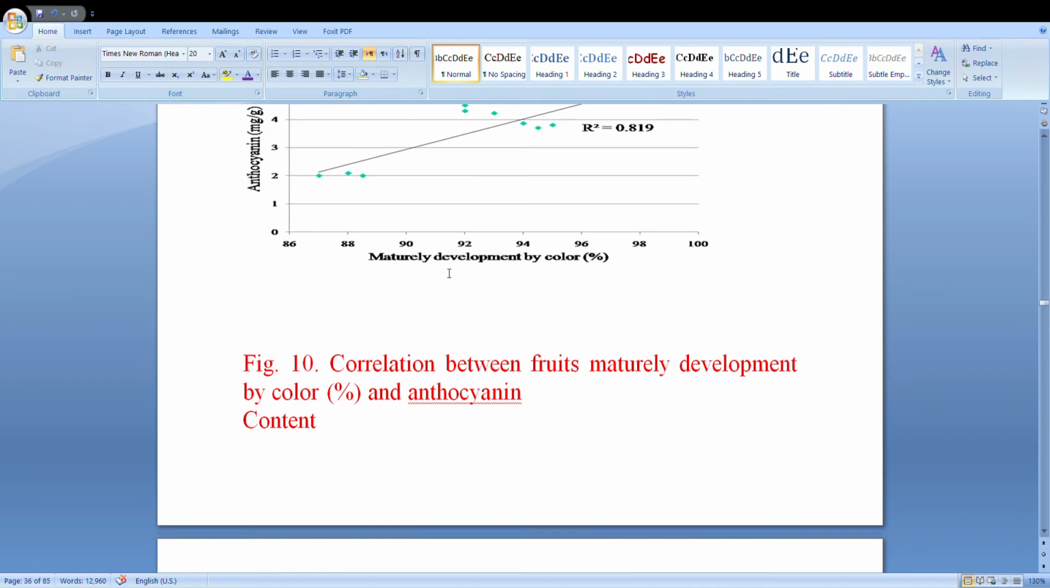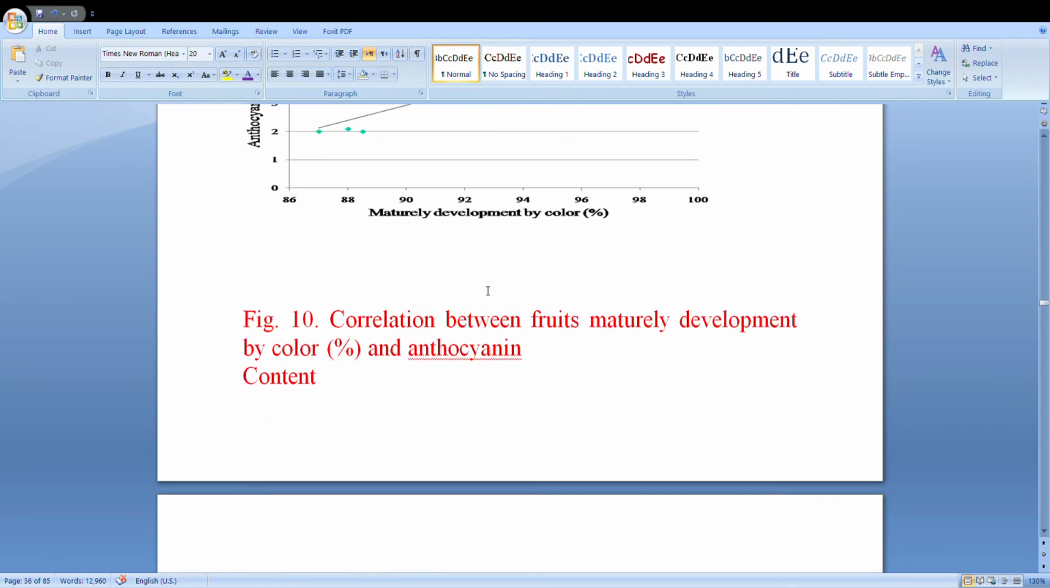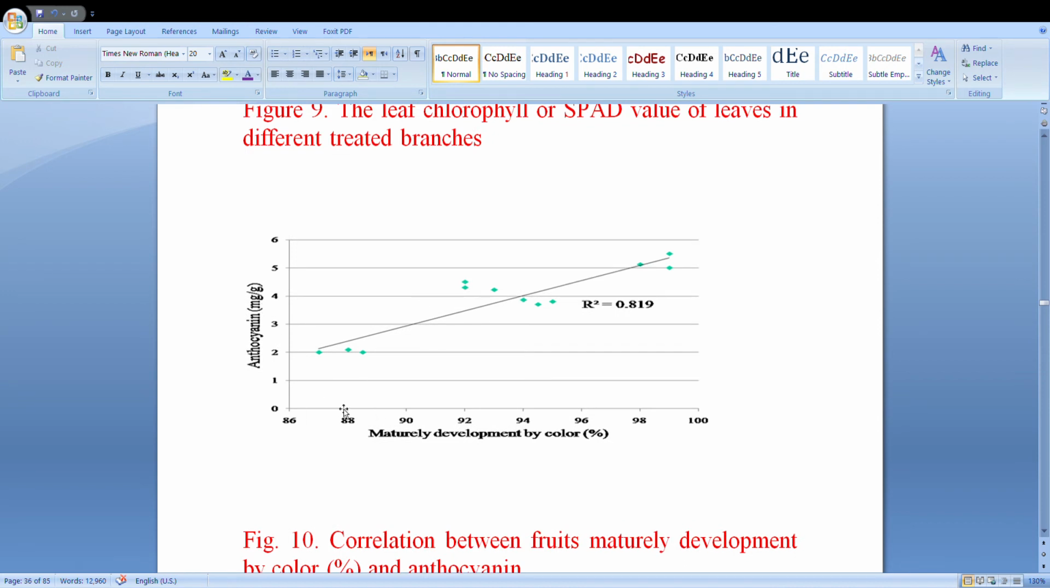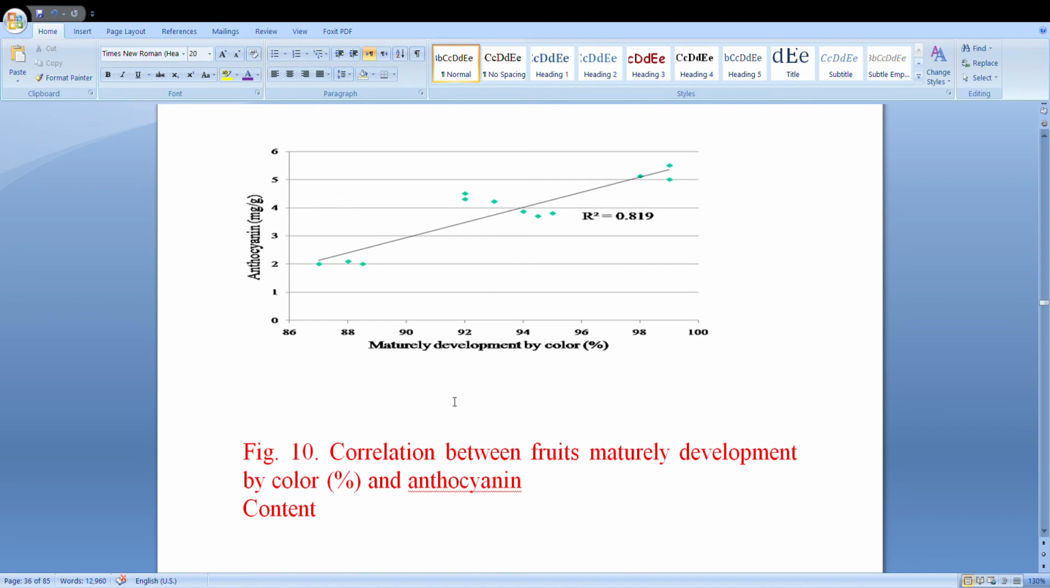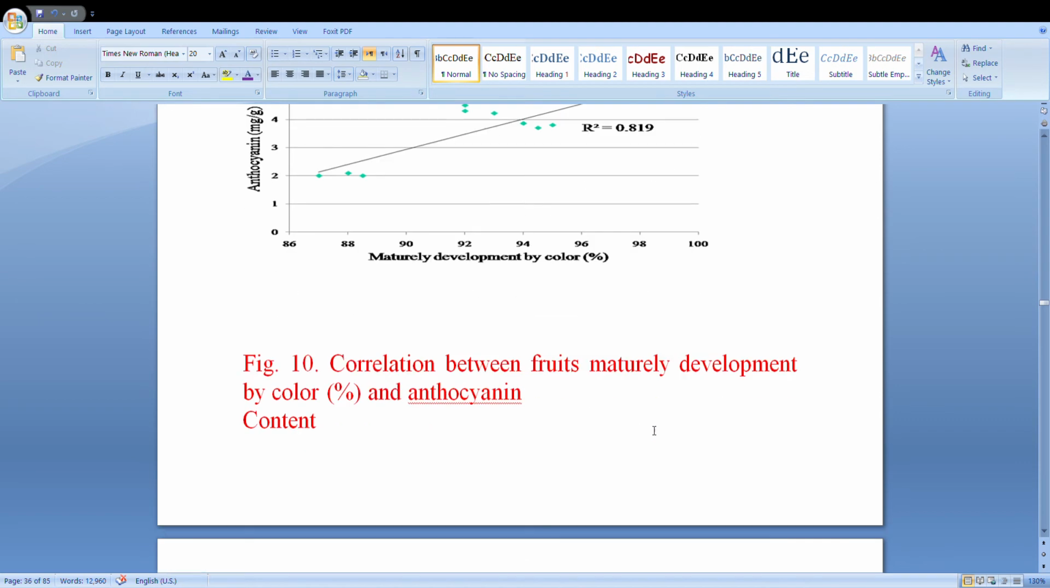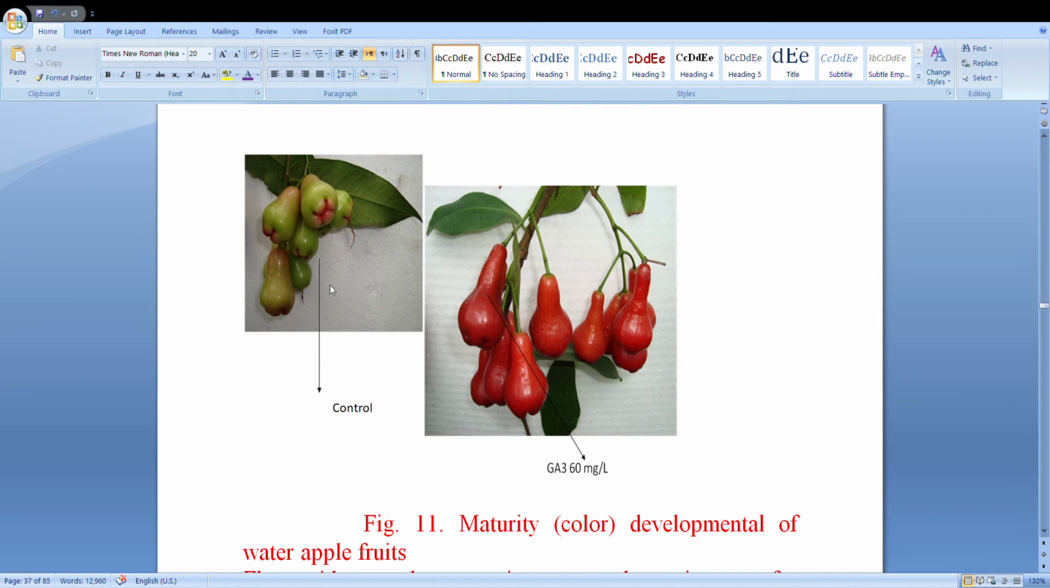This is the anthocyanin content and maturity development correlation. When maturity content was increasing, anthocyanin content was increasing. So this is called a correlation. When anthocyanin maturity content decreases, anthocyanin content also decreases. So this is called a decreasing trend. We see the color is highest in GA3 60 ppm, milligrams per liter. Very good color, good result.